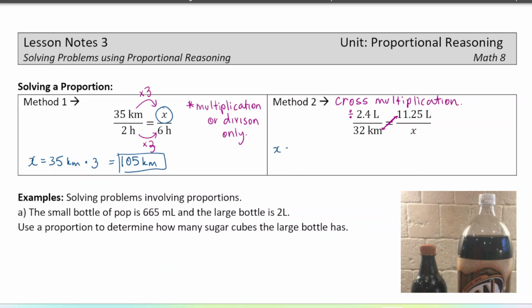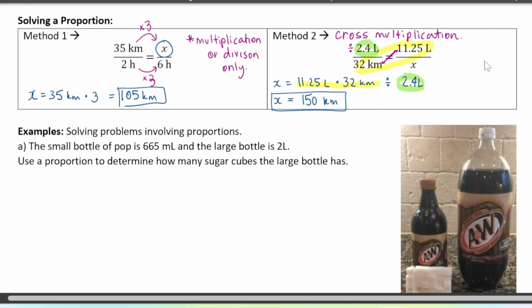So X is going to be equal to 11.25 liters multiplied with 32 kilometers. So we're multiplying the two numbers that are diagonally across, and then we are dividing by the number that is across from the X, 2.4. And you would just type that into a calculator and you get 150. Okay, so we're going to practice doing either of these two methods in a couple of more practical examples.